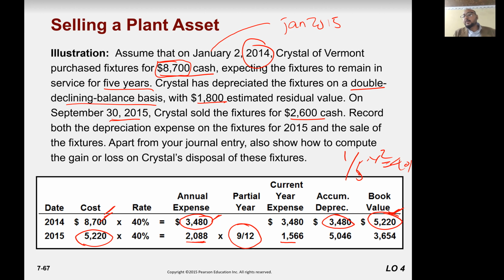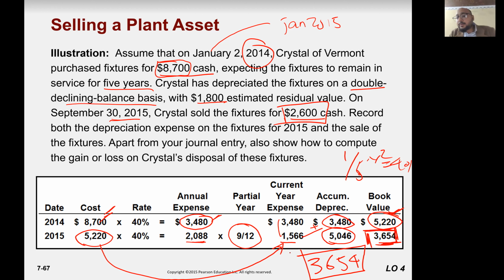This is 1,566. So for accumulated depreciation, you add the depreciations here. The total accumulated depreciation is going to be 5,046, and book value is 522 minus 1,566. So on your books, this fixture cost you this, and you sold it for, is it a gain or a loss? According to the books, the value is 3,654, and you sold it for a lower value, so that would be a loss.